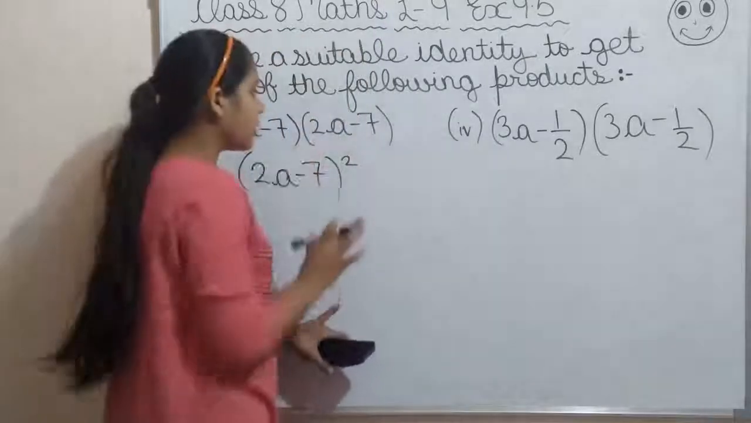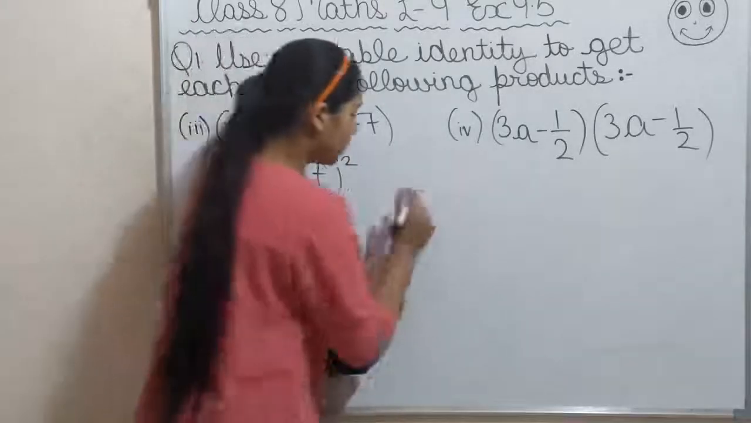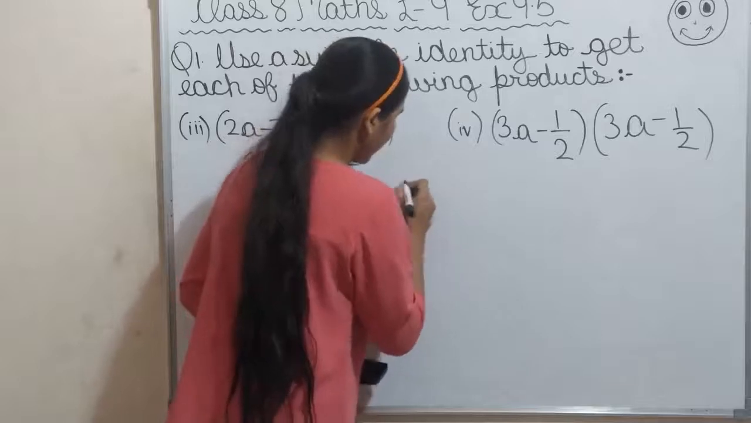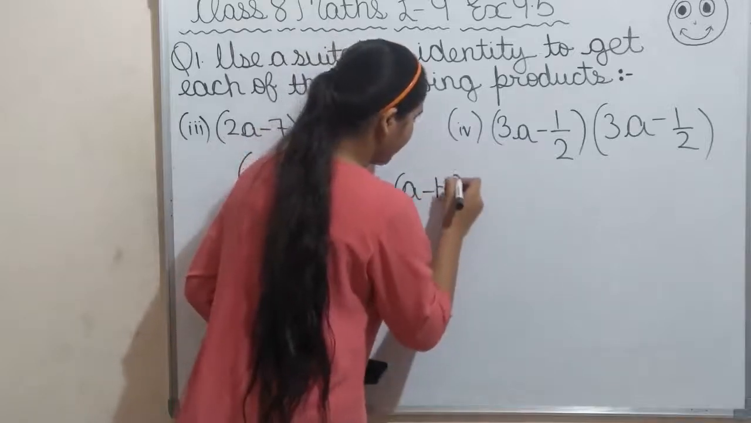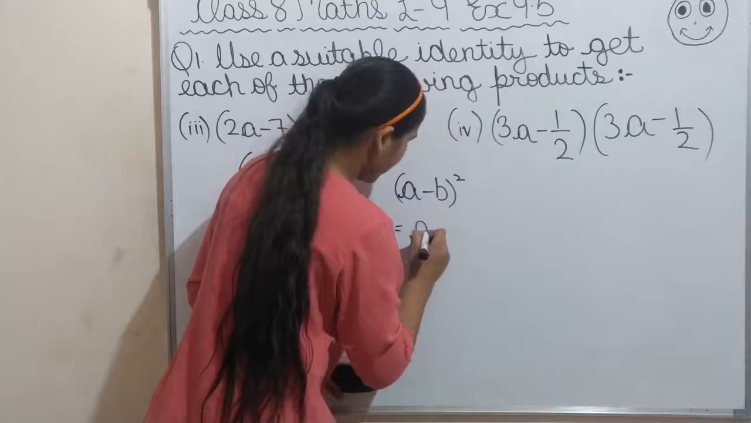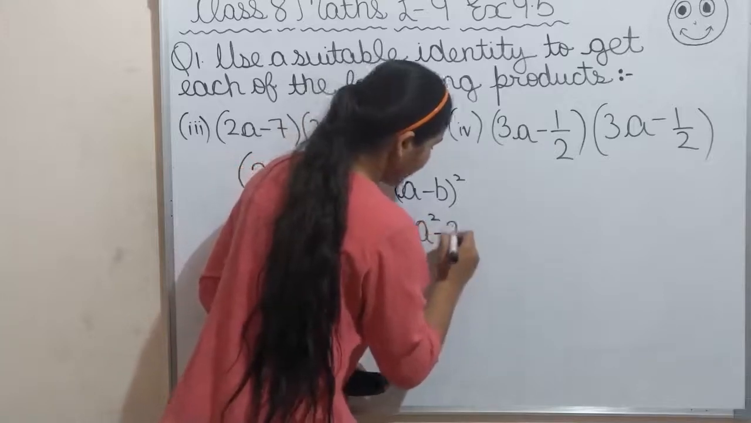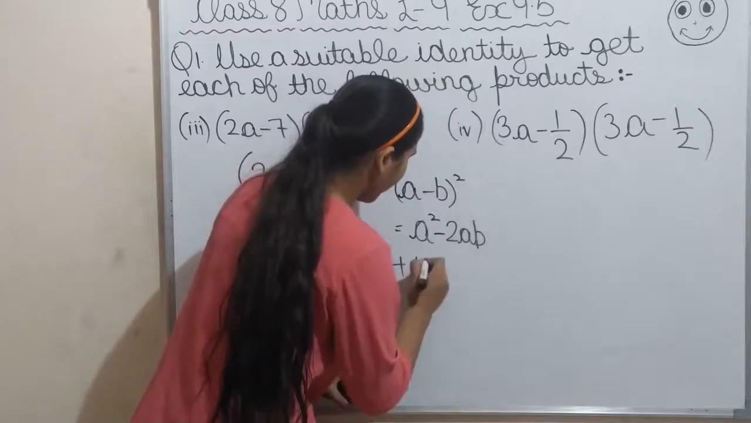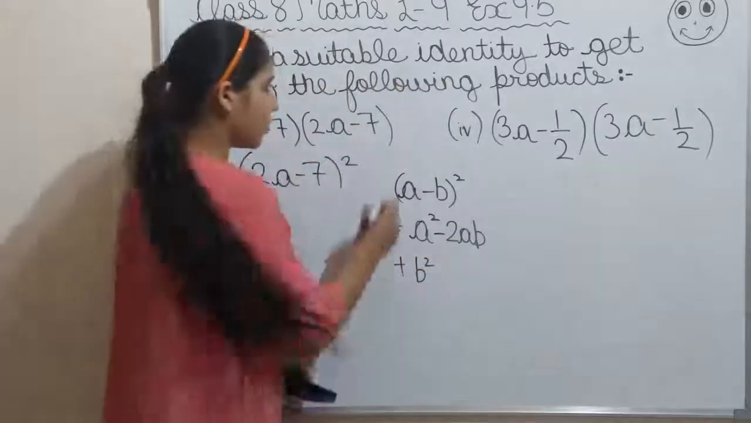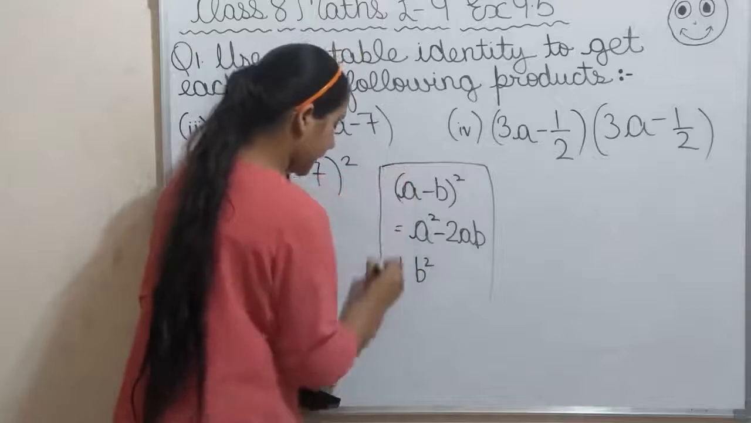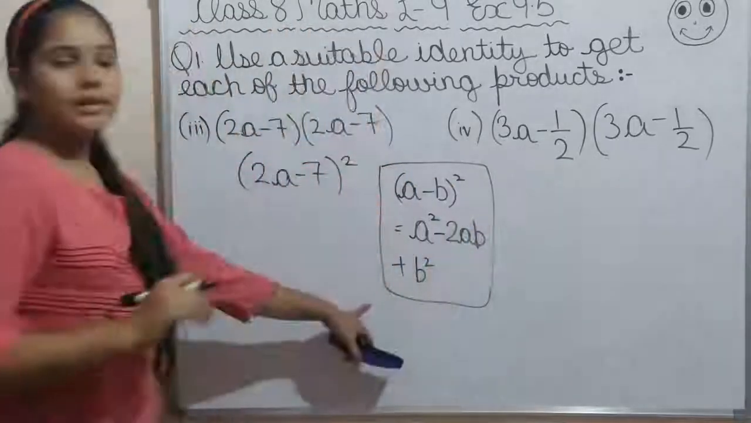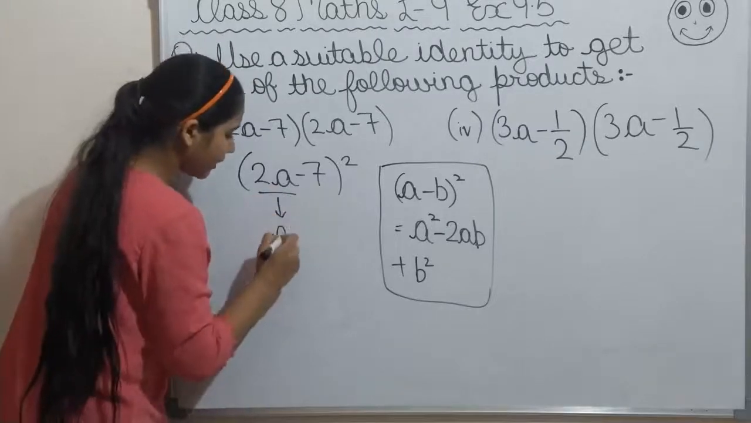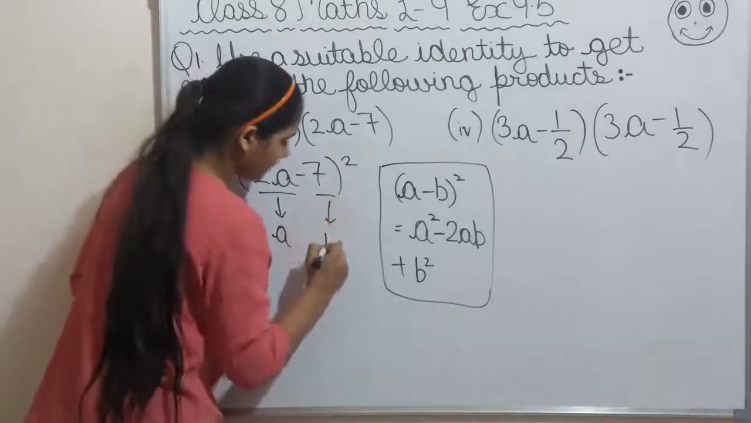Minus is there in both cases. So for minus sign, the second property will be used. Second is (a minus b) square is equal to a square minus 2ab plus b square. So this is the second property which is going to be used. Now I'm going to do it like a box. First I will mention this is a and this represents b.